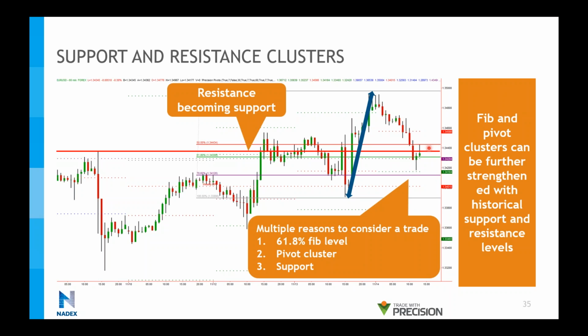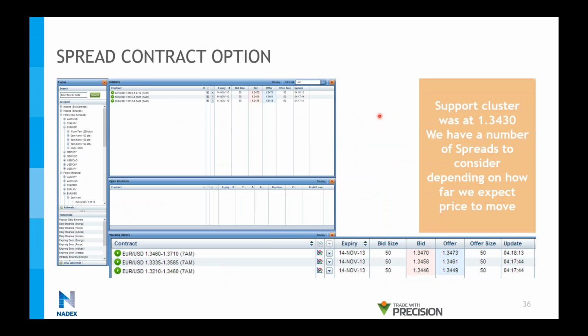I don't know what's happening next. I just see all those things coming together. How could I trade that now using Nadex contracts? And here we are looking at those contracts. We are looking here at those three spreads available for trading right now. And we're looking here at those three levels. That support cluster that we have been looking for was sitting at 134.30.